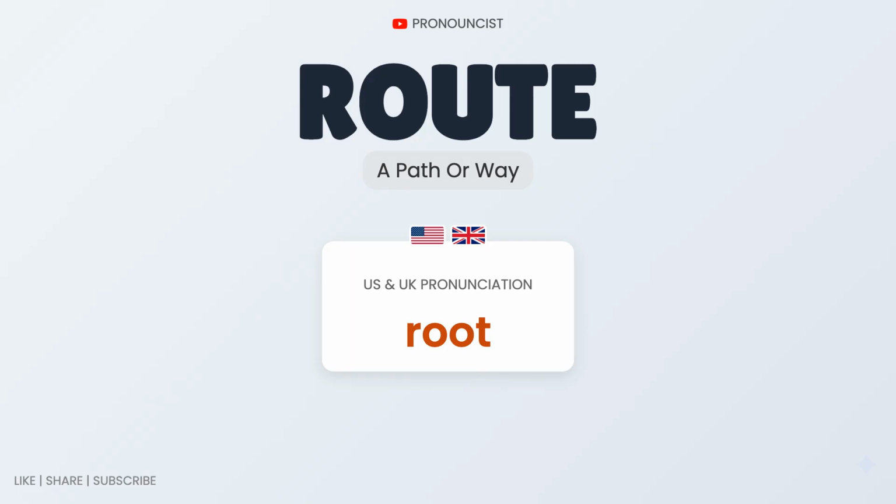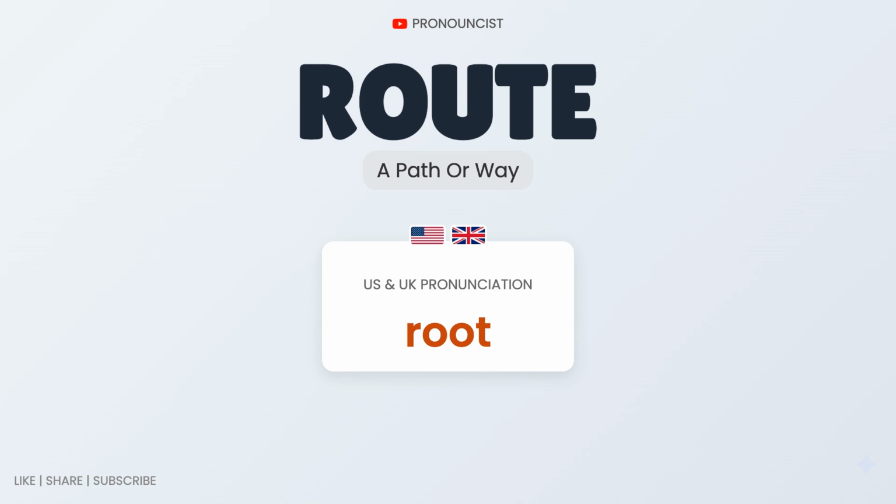Say root with a long oo sound. Keep it smooth and clear. Root. Practice repeatedly and you'll soon be able to say this word perfectly. The best way to practice is to repeat the syllable multiple times.